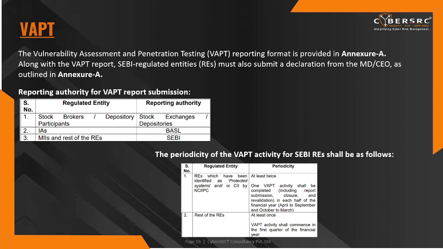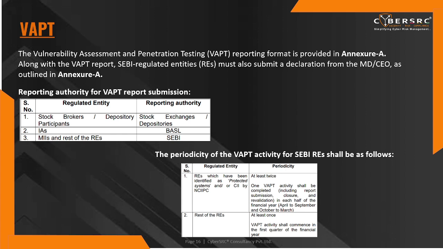Let's talk about the periodicity of VAPT activity for SEBI regulated entities. The regulated entities which have been identified as a protected system or CII by NCIIPC need to conduct VAPT at least twice in a year. One VAPT activity, including reporting, submission, closure of identified issues, and revalidation, shall be completed in each half of the financial year. You can do it either from April to September or October to March.